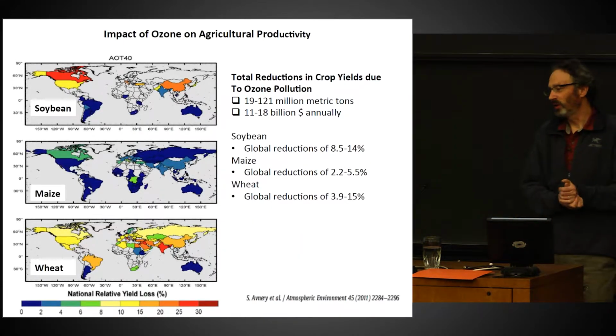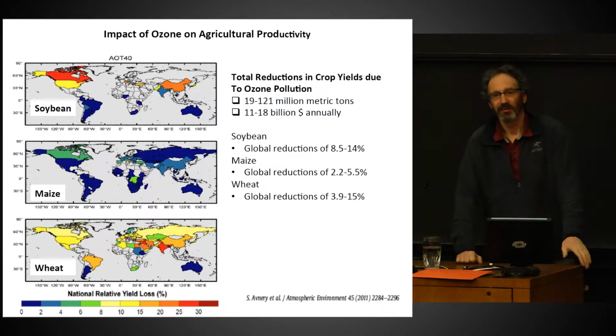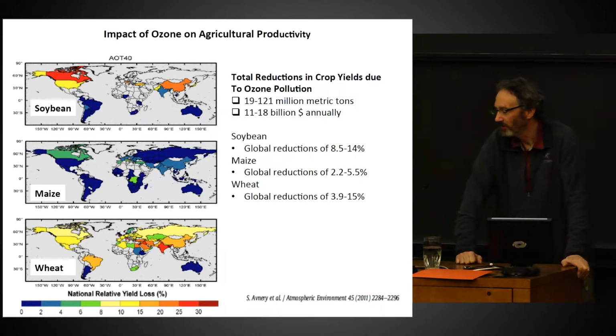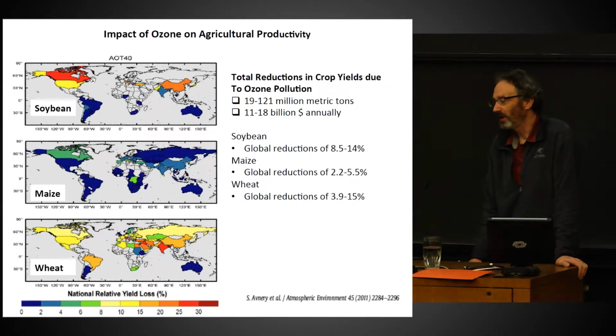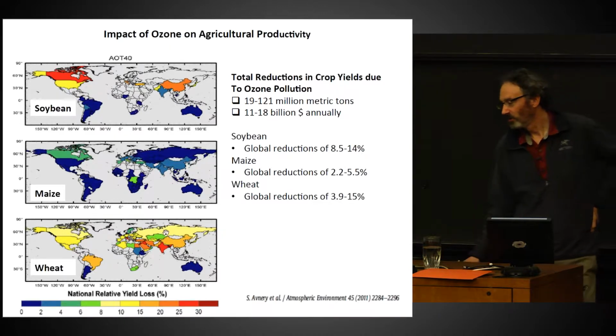Okay, ozone also impacts agricultural productivity. And it's a strong oxidant. It oxidizes your lungs. It also oxidizes plants. And so this is present-day ozone, and this shows essentially the loss of soybean, maize, and wheat due to air pollution in percent. So one can see over India here, about 25% of the wheat crop is lost because of ozone air pollution. China, 15 to 20. The US, about 10%. Okay?